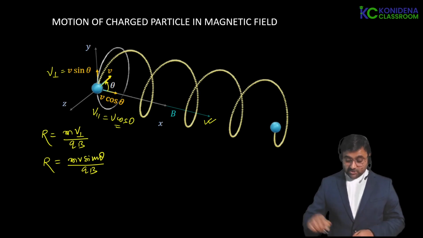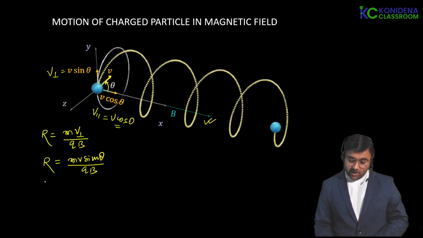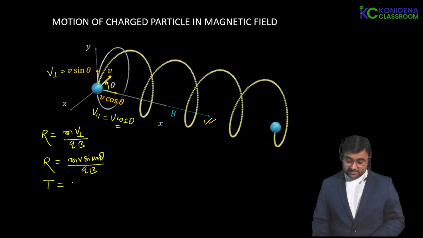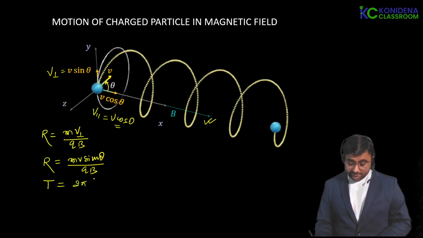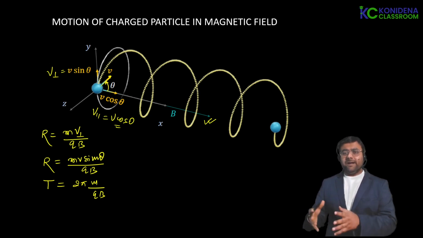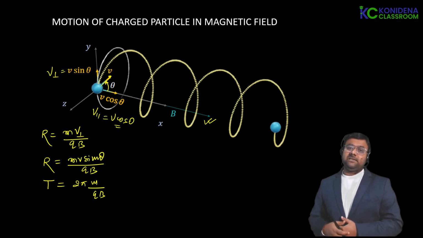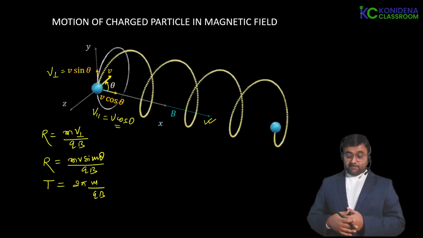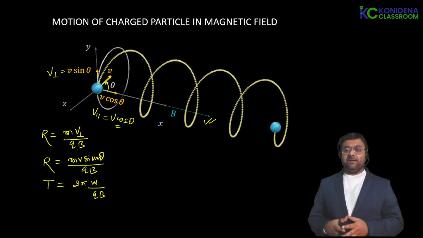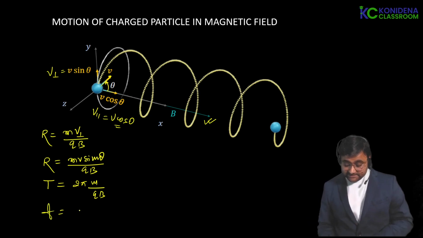Okay. Now let's talk about the next thing, that is how much time it will take to complete a circle, that is time period. So if you look at the time period, it was 2 pi m by qB. This is independent of the velocity. And since it is independent of the velocity, it is not going to matter at what angle the charged particle is entering in a magnetic field. If the charged particle is making a circular track, it will take same time, that is 2 pi m by qB. And since time period is same, so frequency will remain same, that is qB by 2 pi m.